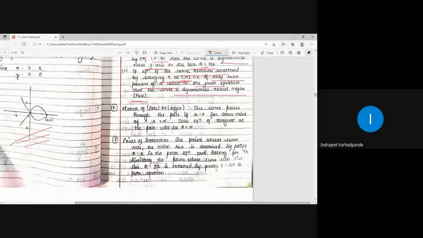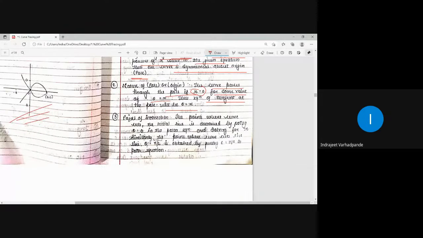So nature of pole or origin, how is it to be determined? The curve passes through the pole if r is equal to 0 for some value of theta equal to alpha, and the equation of the tangent at the pole will be theta is equal to alpha. See, while discussing multiple integrals, for the polar coordinates, theta is equal to theta 1 and theta is equal to theta 2 are the straight lines which are drawn in the positive direction. So for any particular value of theta, if r comes out to be 0, that will be called the equation of the tangent at the pole, which will be theta is equal to alpha.